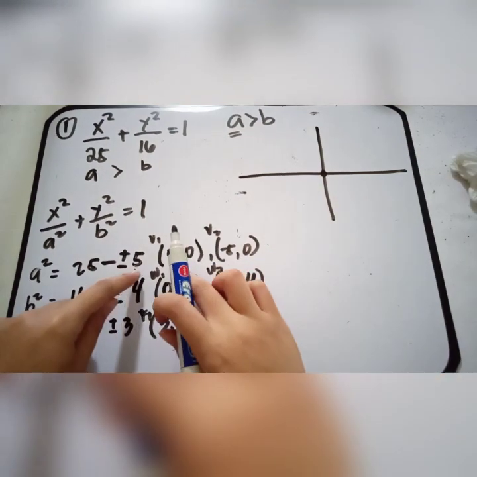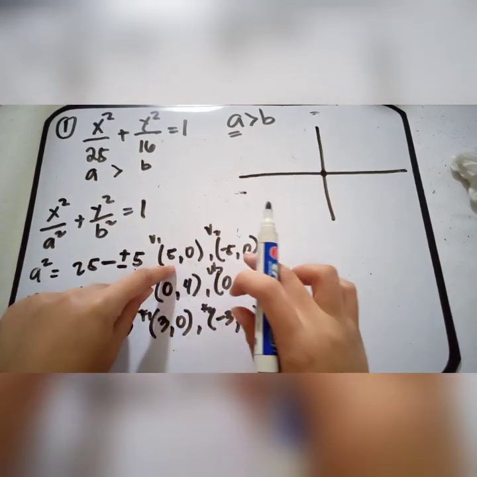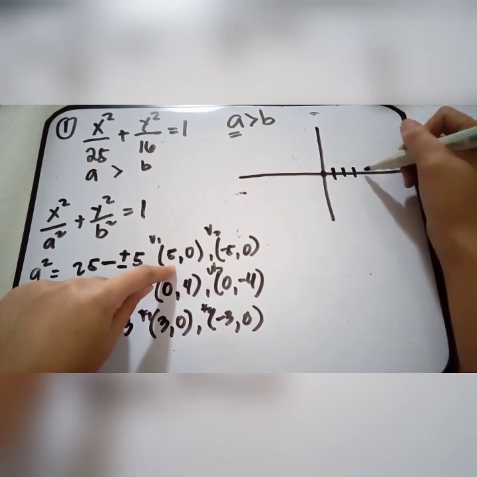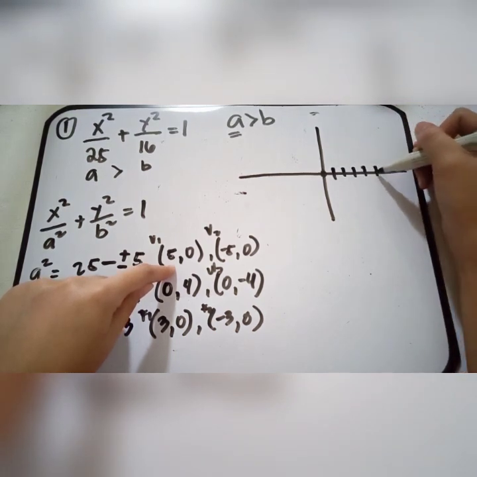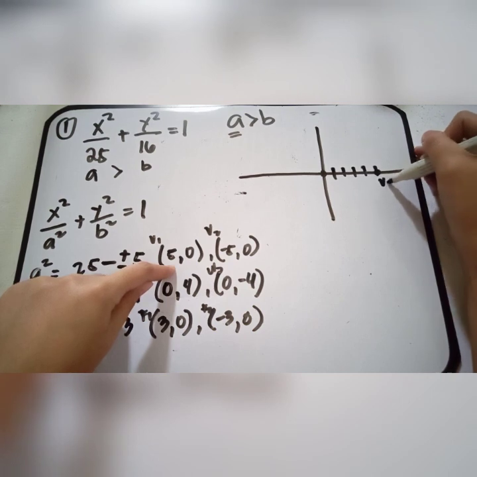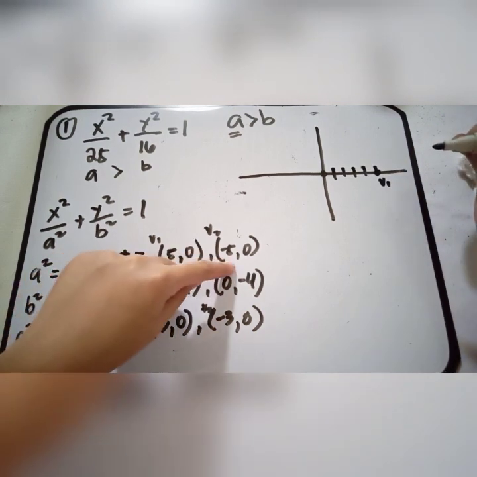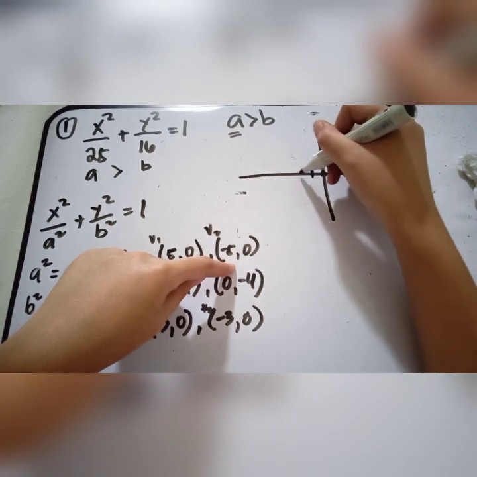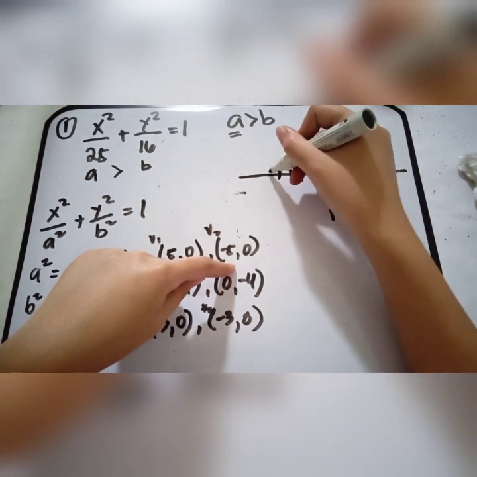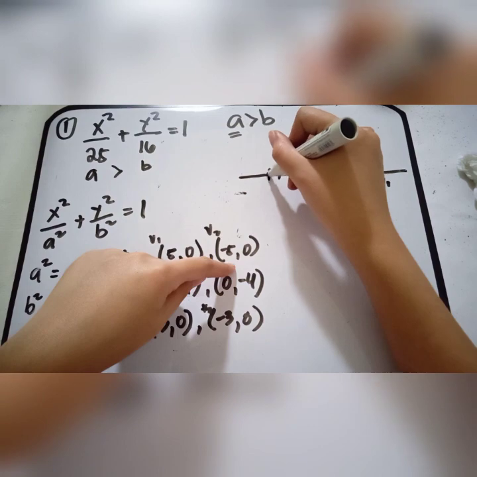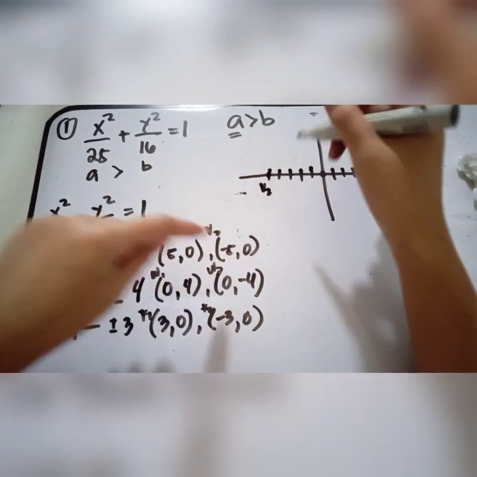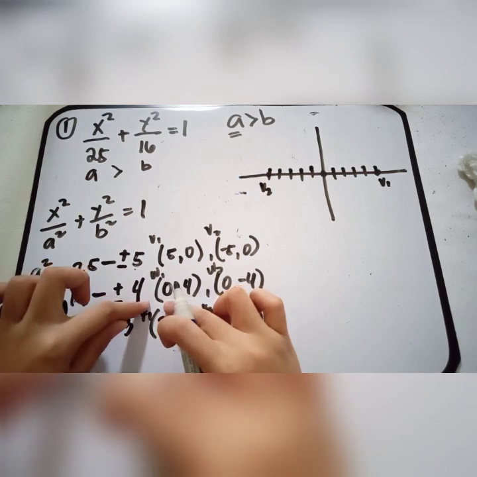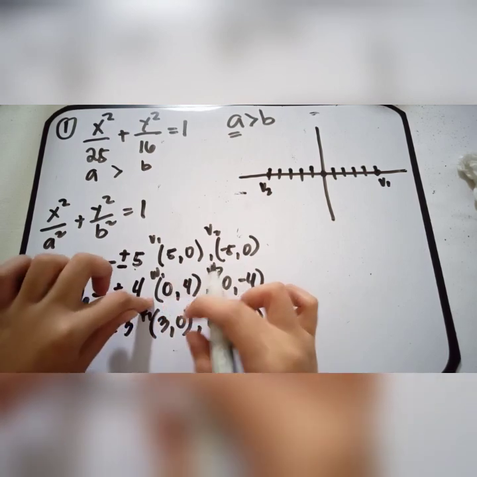So, the vertex 1 is positive 5, 0. So, let's count. 1, 2, 3, 4, 5. It's here. It's your vertex 1. Negative 5, 0 for vertex 2. So, 1, 2, 3, 4, 5. Here. So, vertex 2.